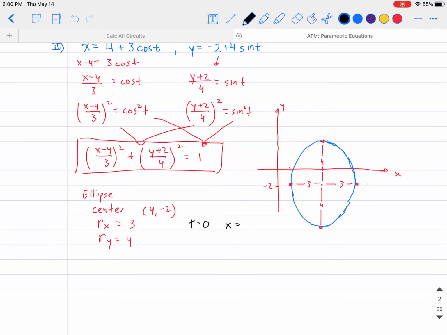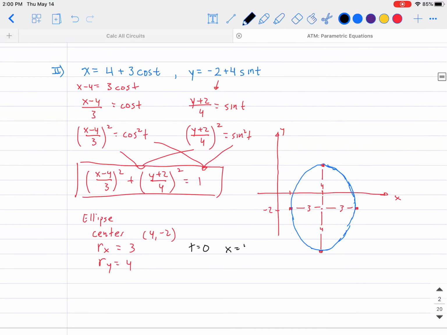That is going to yield for the x value 7. And y would then be equal to negative 2 plus 4 times 0, so that's going to be negative 2. So it looks like (7, negative 2). That means that this right here is my starting point, t is equal to 0.